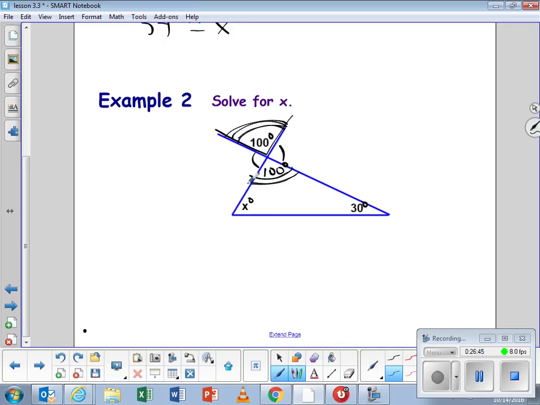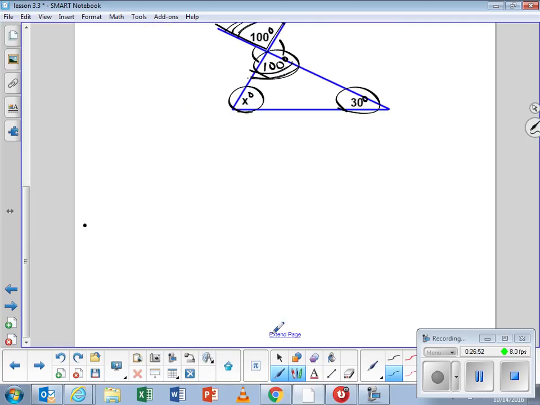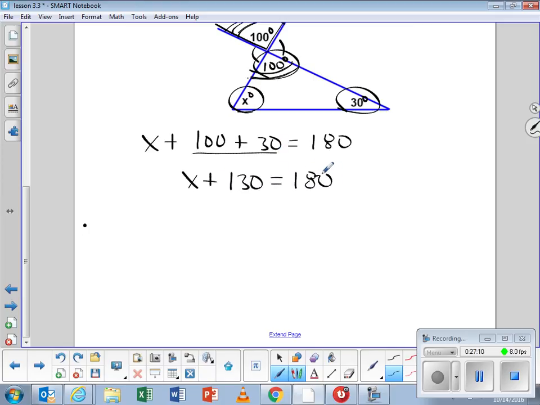And then what did we just learn? The three angles of a triangle always add up to what? I'm sure you'd be yelling 180. And so we write that down. X plus 100 plus 30 equals 180. And that means we can combine these like terms. So this is x plus 130 equals 180. And then when we subtract 130 from both sides, we get 50 degrees. Okay?